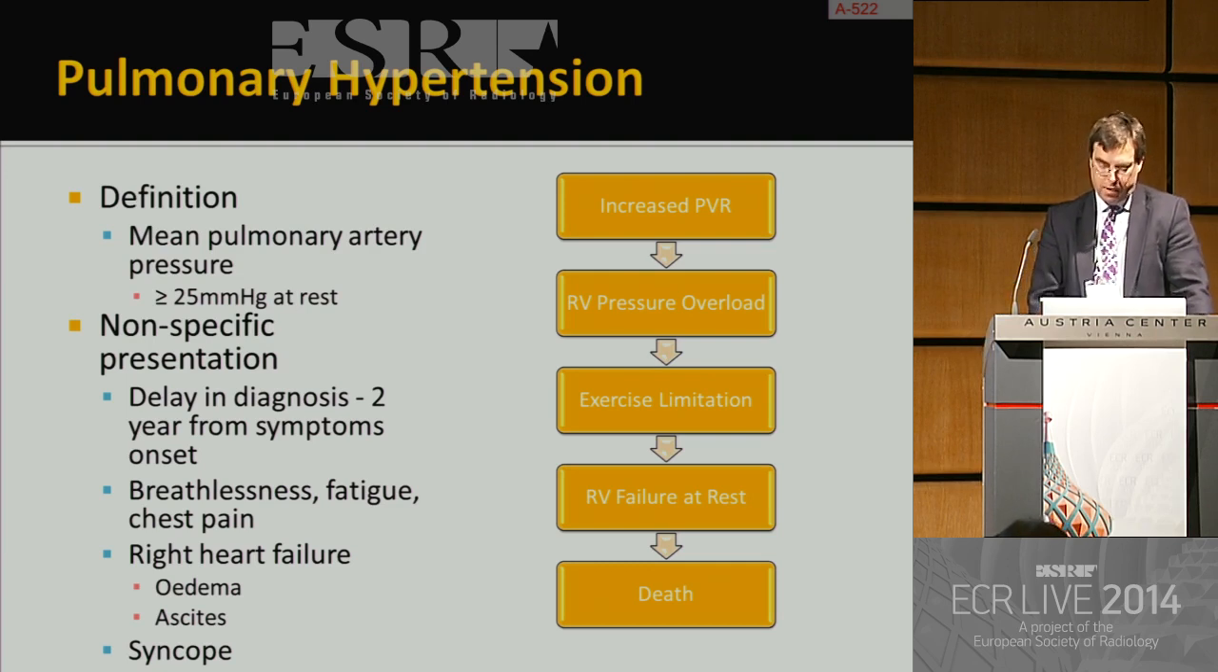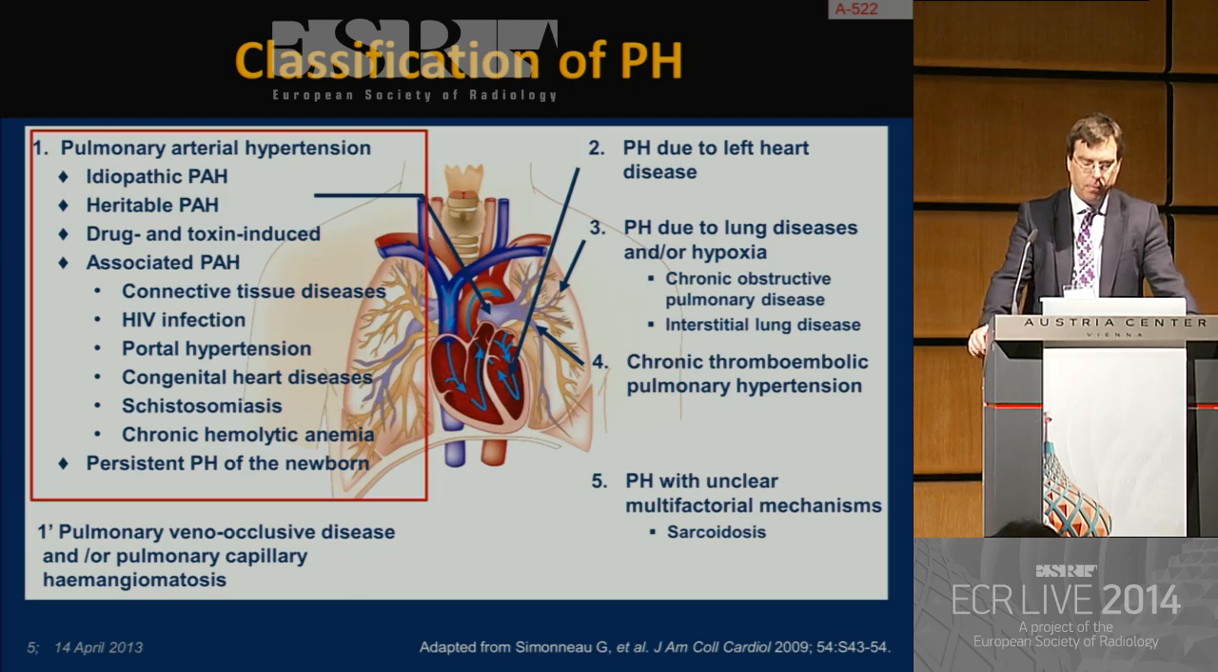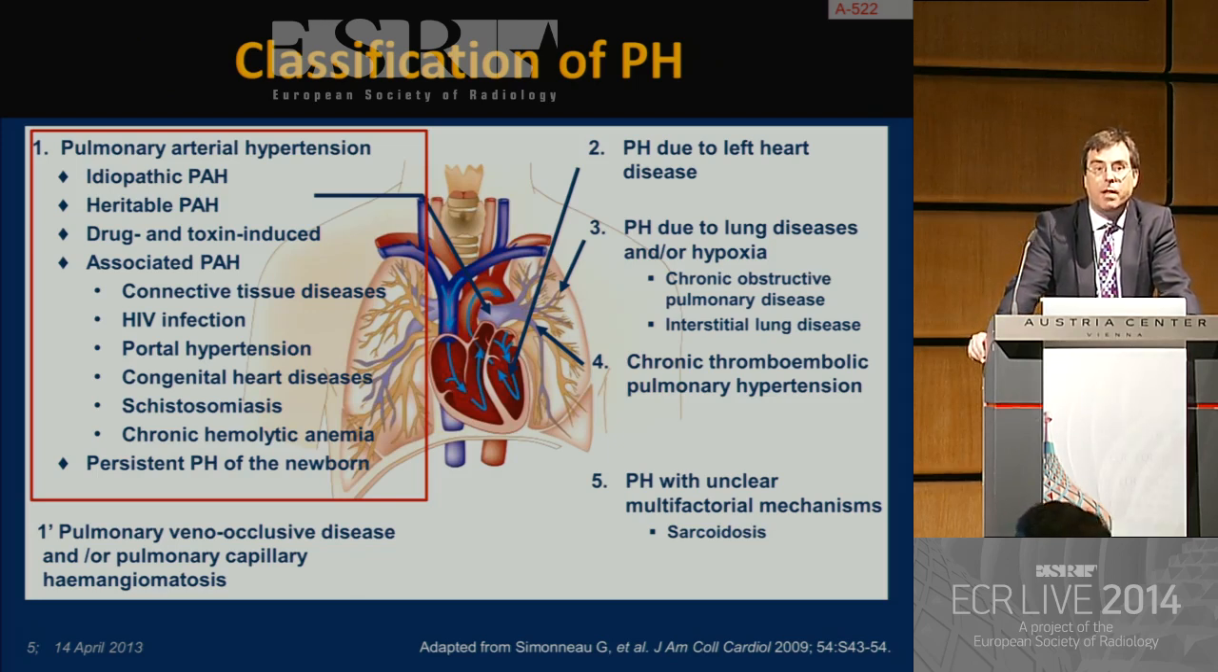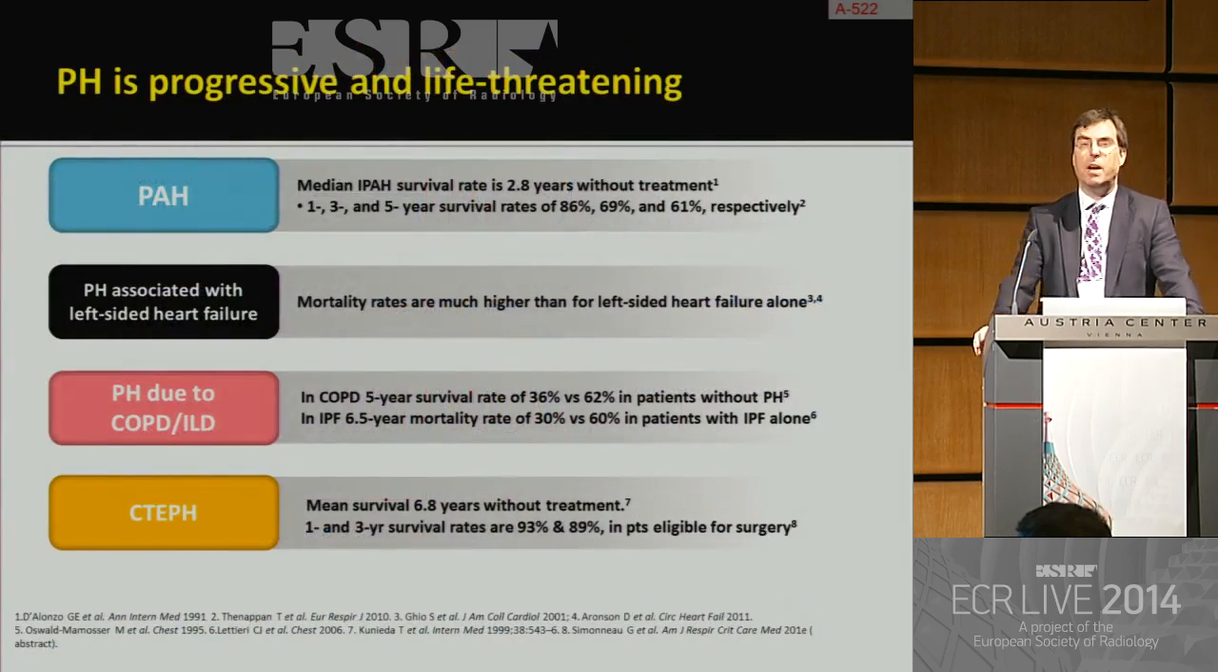It's a progressive disease. Broadly, causes include, on the left-hand side of that slide, diseases of the small vessels. On the right-hand side, causes secondary to a range of other causes. Left heart disease being a major cause, lung disease another very big cause, chronic thromboembolic disease increasingly recognized as a cause. We'll run through the classification in a bit more detail.